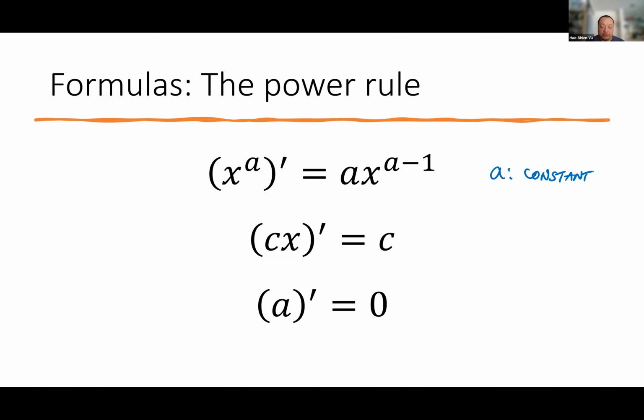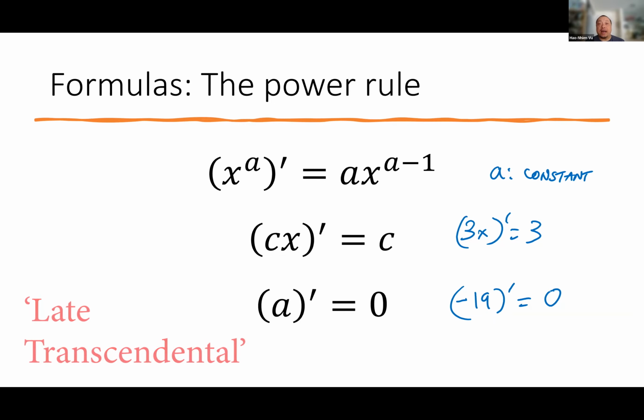A specific application of this is that the derivative of c times x, where c is a constant, is just equal to c. So the derivative of 3x, for example, is just equal to 3. And finally, also an application of the power rule, the derivative of a constant is equal to 0. So if you have something like minus 19, then the derivative of that is just 0. If you're in a calculus class that is so-called late transcendental, the power rule is pretty much the only formula you need for a while. If you're in a class that's early transcendental, you will also need to know these following formulas.